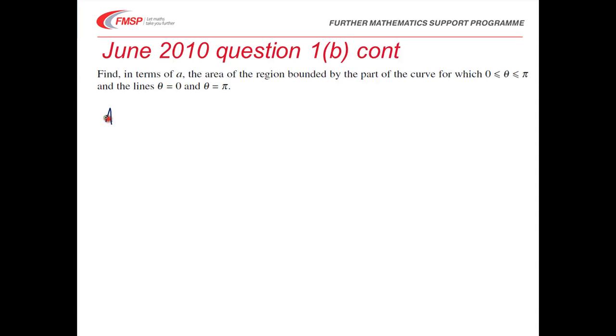So the area is the integral from 0 to pi of a half r squared d theta. So we'll take the half out the front, and our expression was pi a, so pi squared a squared over pi plus theta squared. a is a constant, as of course is pi, so we can take those outside the integral as well.